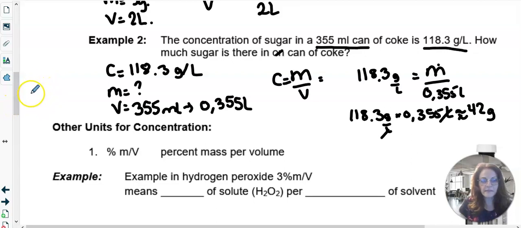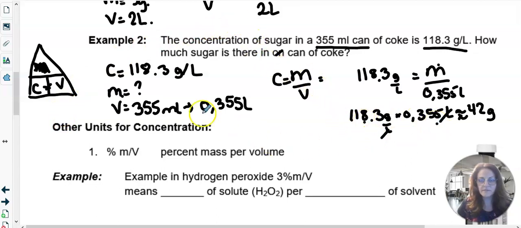And again, like density, you could use a triangle to verify your answer. So M is on top, V at the bottom, and C. Since I'm looking for M, you cover M with your finger, and you end up with C times V, as you can see. So that's one way to verify, C times V, and that's what we did.